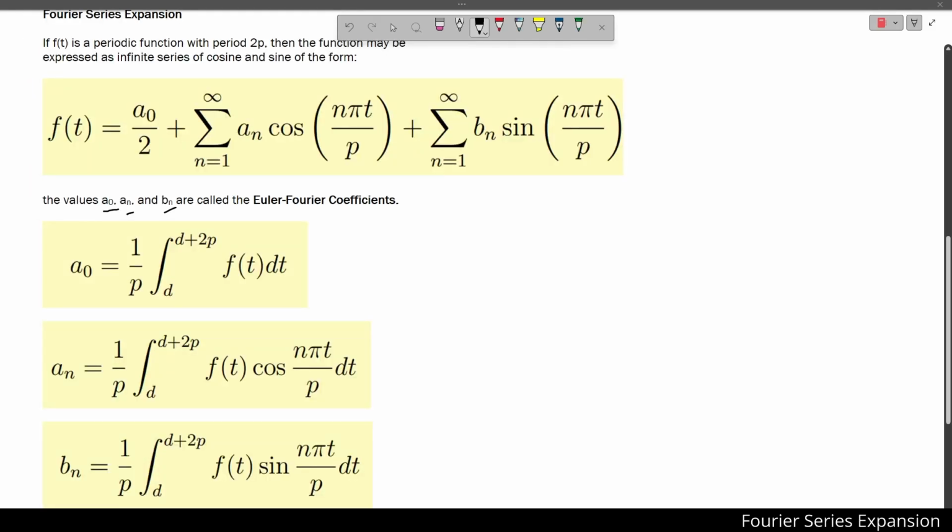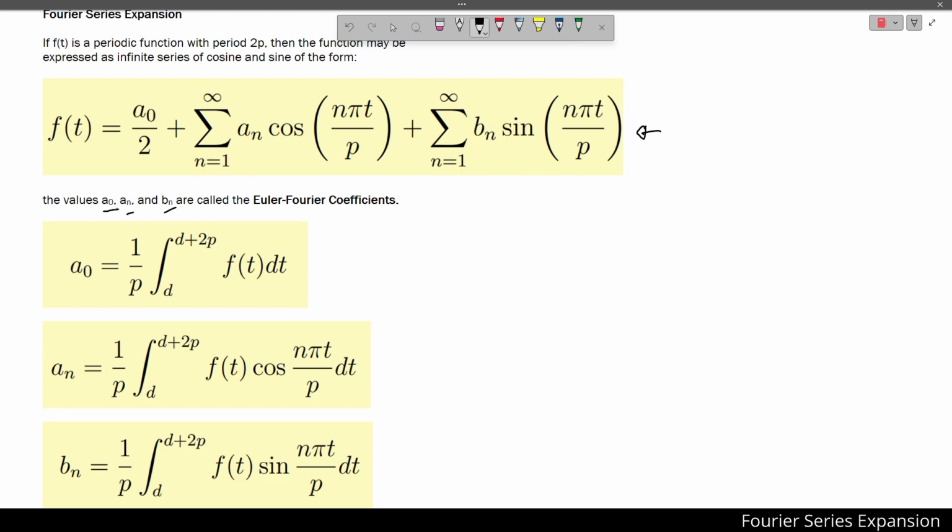To get the Fourier series expansion of a periodic function with period 2p, the function should be expressed as an infinite series of cosine and sine of this form. F of t is equal to a naught over 2 plus summation from n equals 1 to infinity of a n cosine n pi t over p plus summation from n equals 1 to infinity of b n sine n pi t over p.